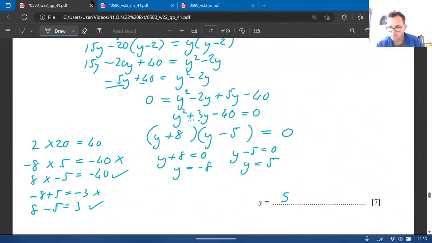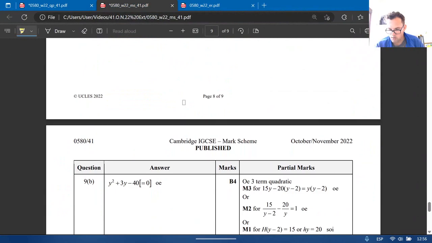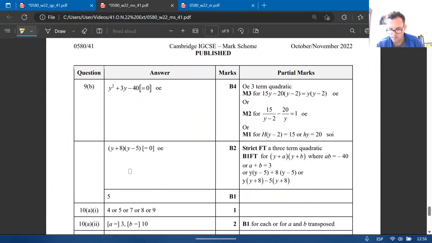So let's see what the mark scheme says. 5 it is. Okay. Lots of marks for finding this quadratic equation. So they're starting by recognizing how to rearrange it, seeing that you're going to have to subtract them.